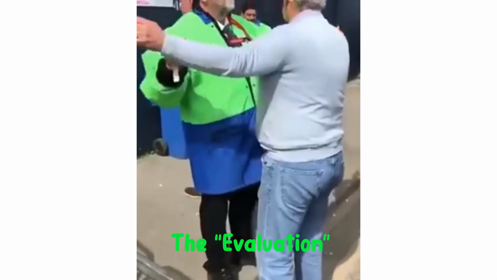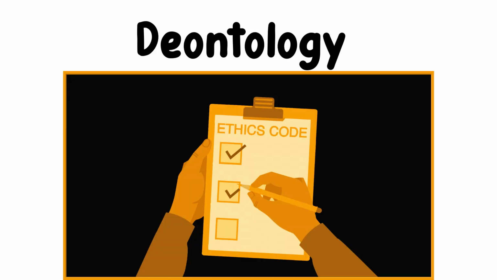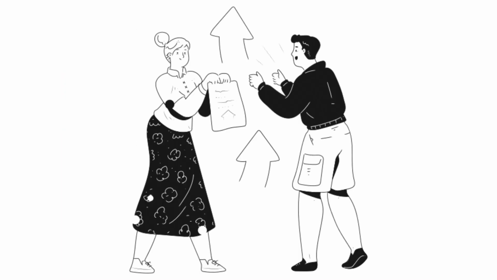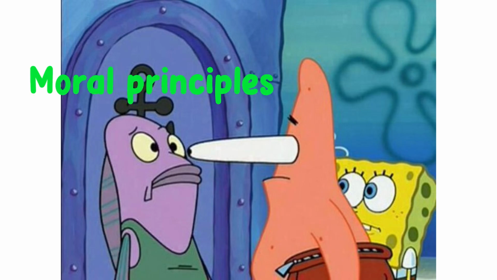They may focus on different outcomes or criteria for evaluating consequences, such as personal well-being, fairness, or the satisfaction of certain moral principles. Deontology. Deontology is a moral framework that focuses on following moral rules or principles regardless of the consequences. In other words, it's all about doing your duty.